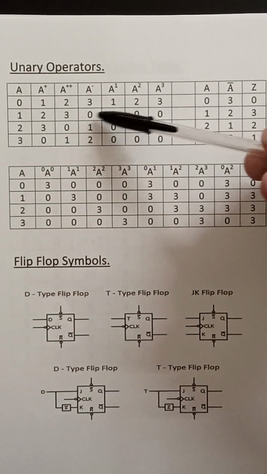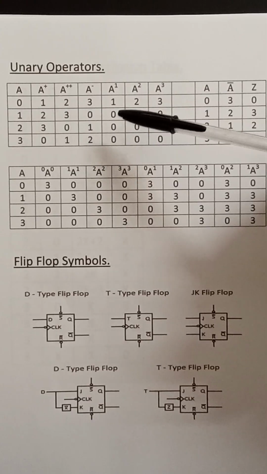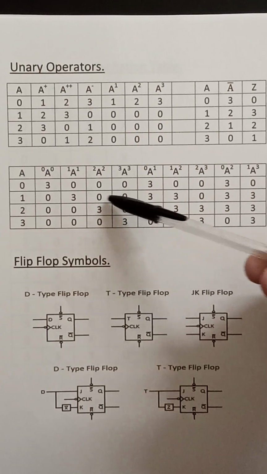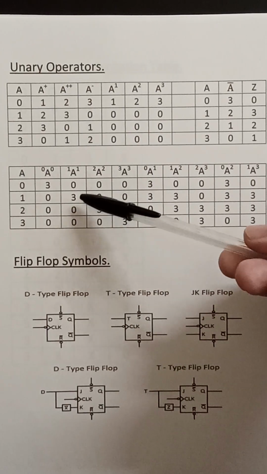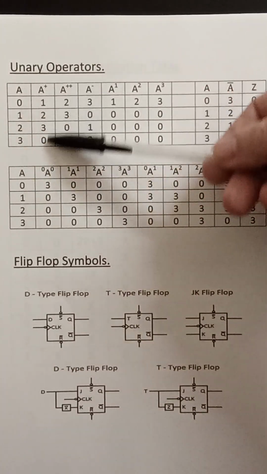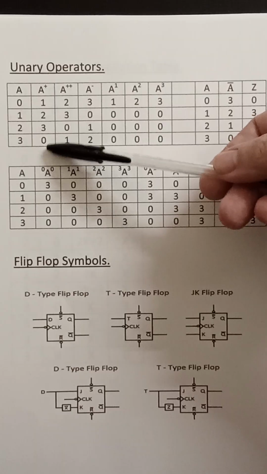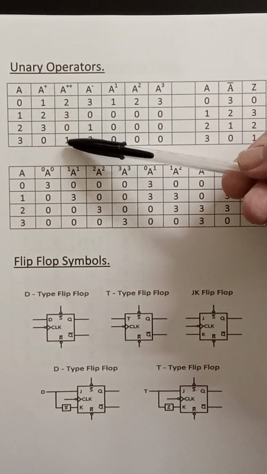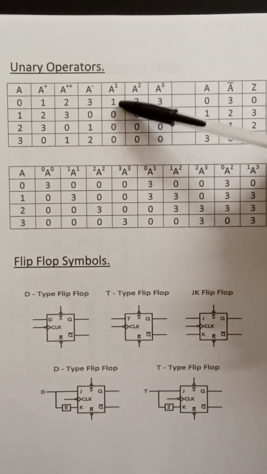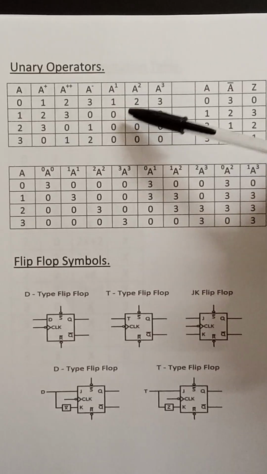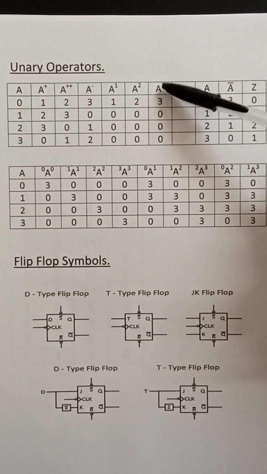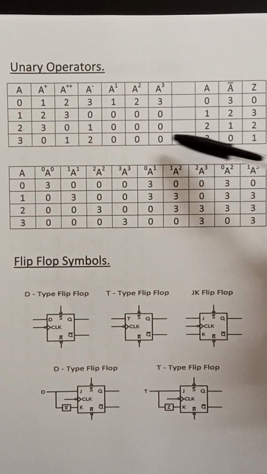These are the unit operators from my video, a quaternary algebra with counter maps. Here we have A plus, which is A plus 1 modulo 4, A plus plus is A plus 2 modulo 4, A minus is A plus 3 modulo 4. A1 is a 1 when A equals 0 and a 0 otherwise. Similarly, A2 is a 2 when A equals 0 and 0 otherwise. A3 is a 3 when A equals 0 and 0 otherwise.